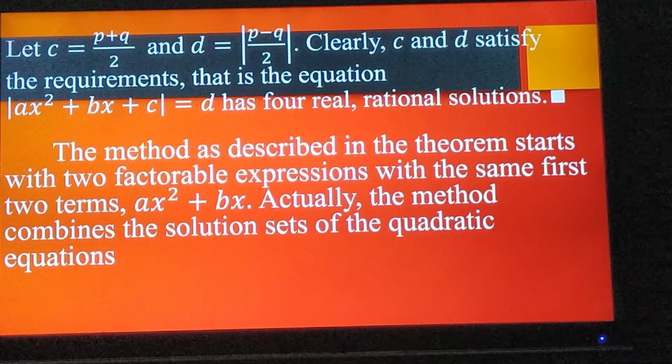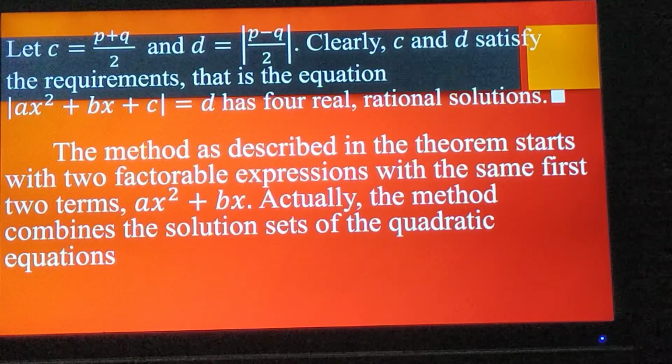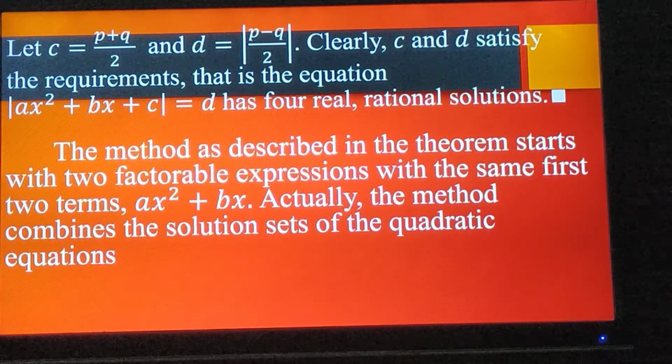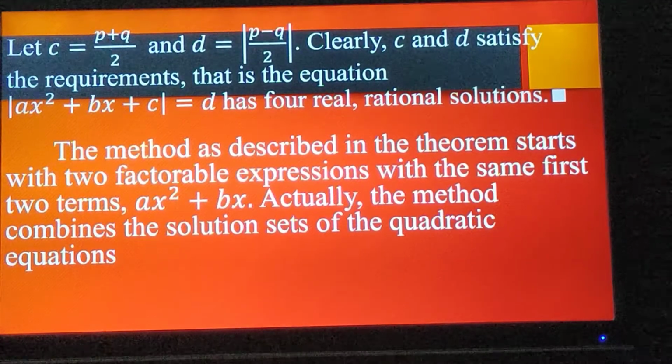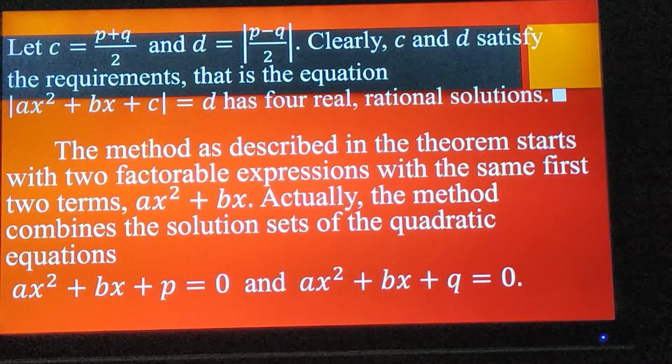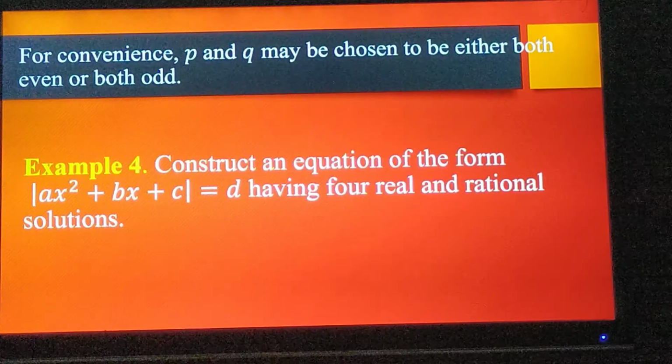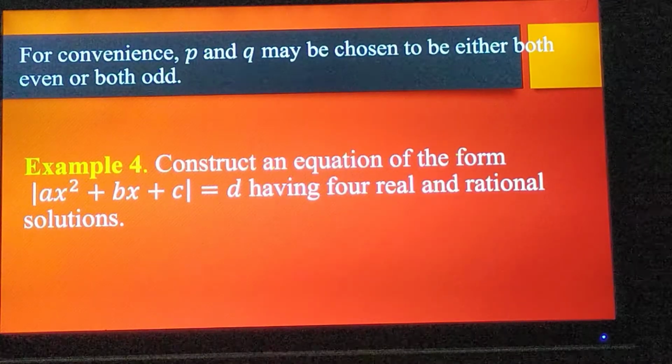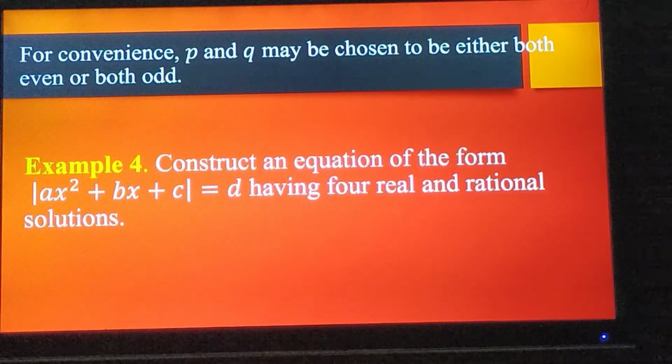The method as described in the theorem starts with two factorable expressions with the same first two terms, ax squared plus bx. Actually, the method combines the solution sets of the quadratic equations ax squared plus bx plus p equals 0 and ax squared plus bx plus q equals 0. For convenience, p and q may be chosen to be either both even or both odd.